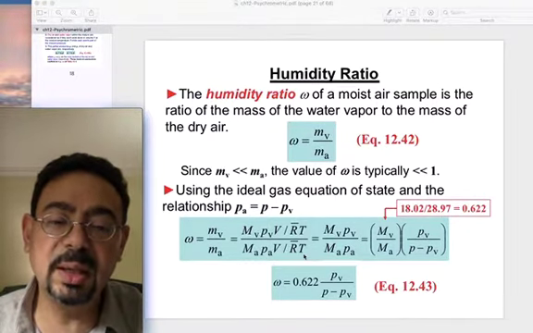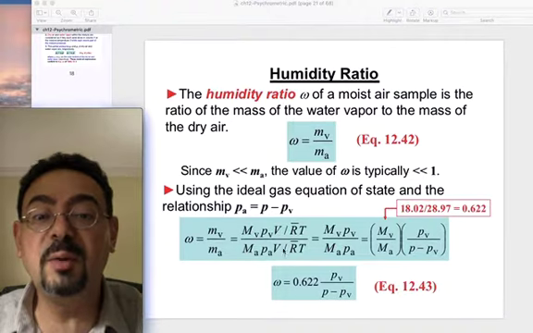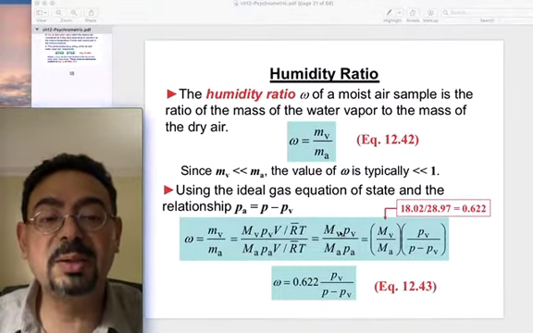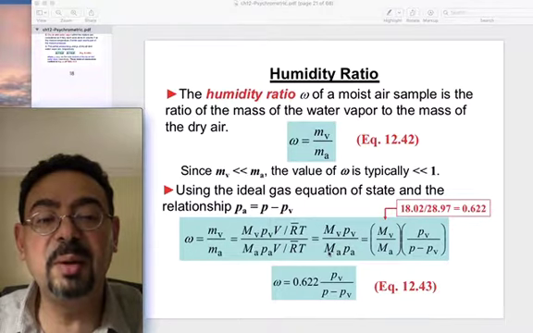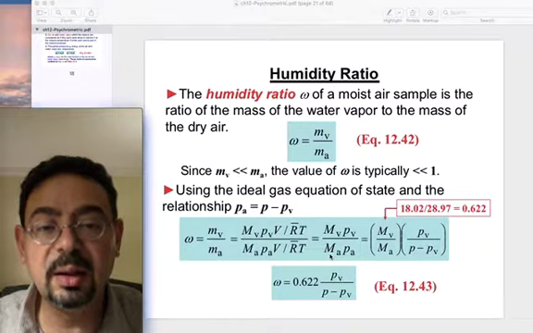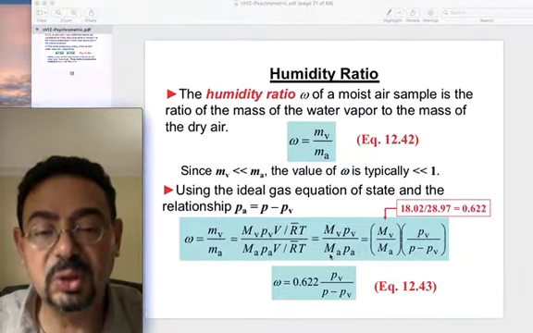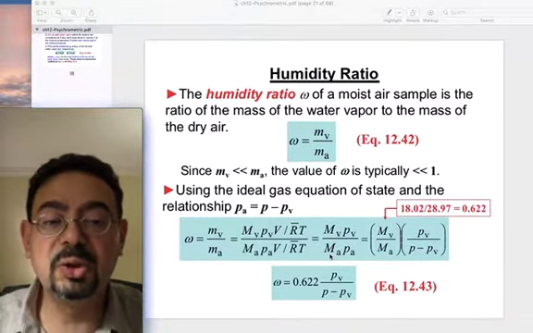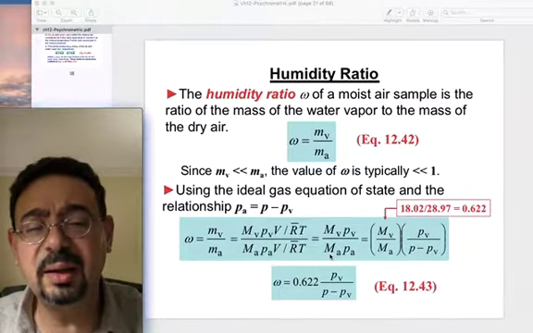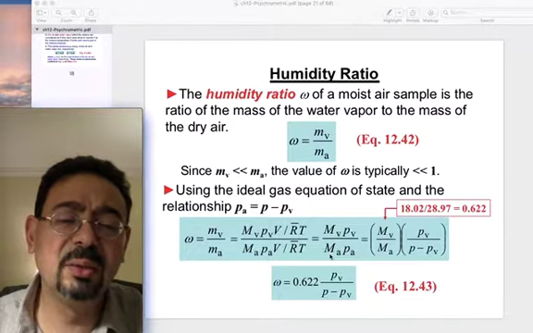So the T cancels with the T, the R cancels with the R, the volume cancels with the volume. And what do I have left? The molecular weight of the vapor, P vapor, over the molecular weight of the air, P air. And again, when I say air, I mean dry air, right? So what is dry air? That's O2 and N2 and a bunch of very little helium and argon and those inert gases.